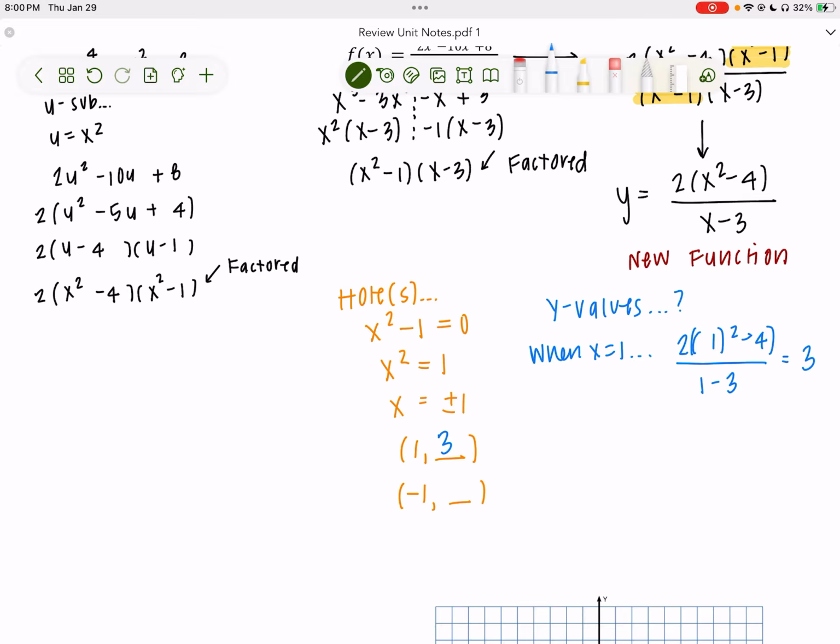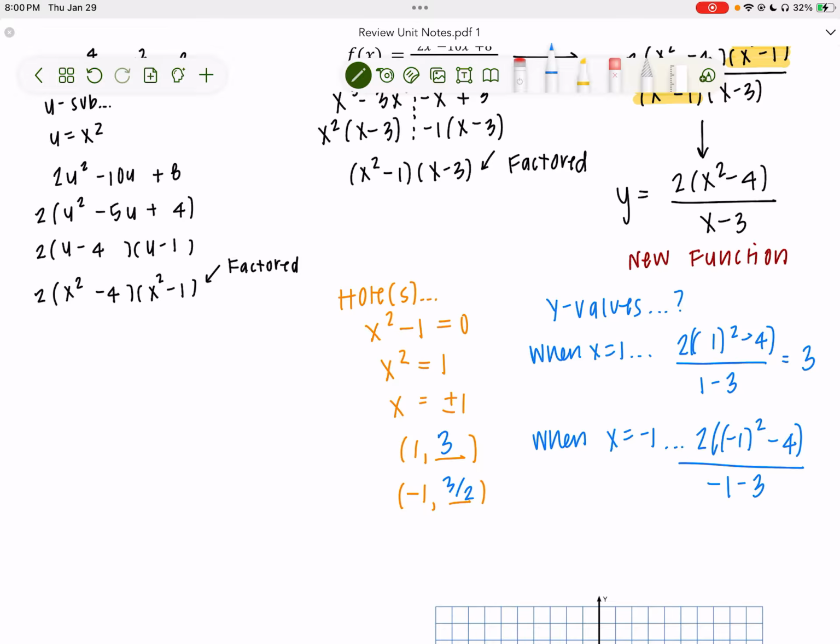Okay, that was right. And then when x equals negative 1, I have 2 times negative 1 squared minus 4 over negative 1 minus 3. And that'll be, I believe, 3 halves is what it was. But I'm going to double check that, so maybe don't write that down yet. 1 minus 4 all divided by negative 4. Yes, I was right. 3 halves.